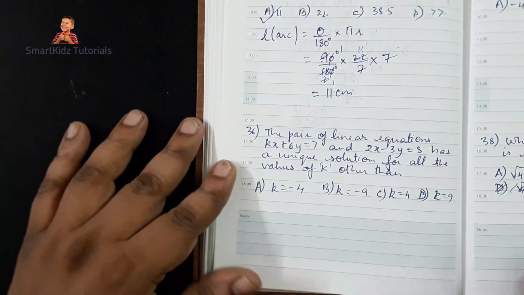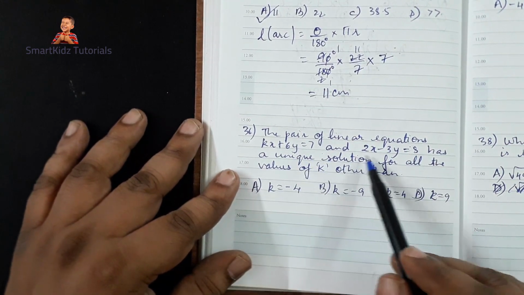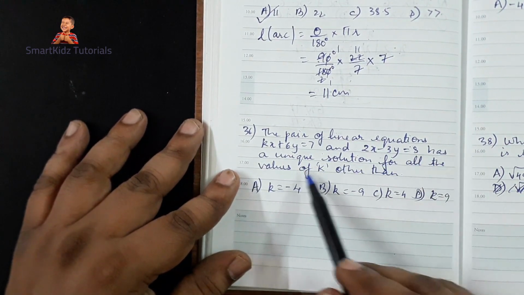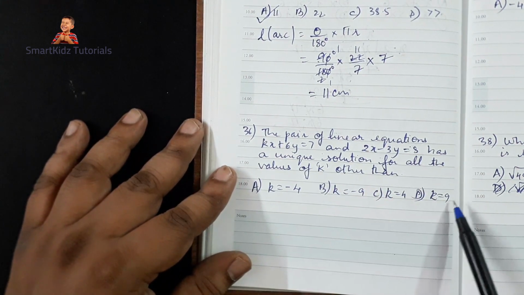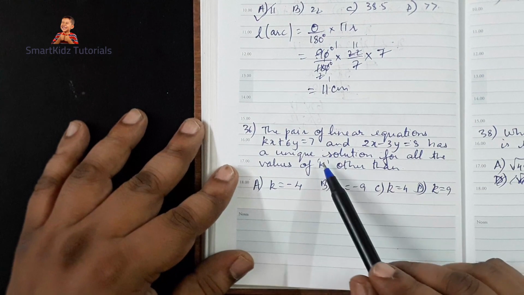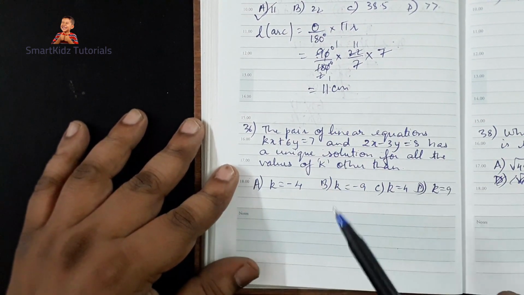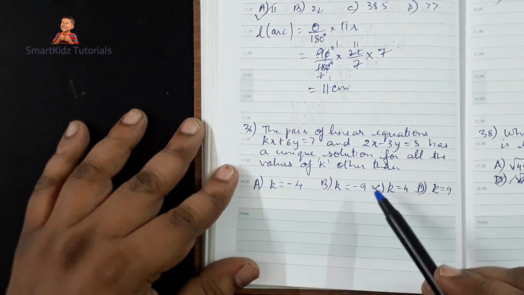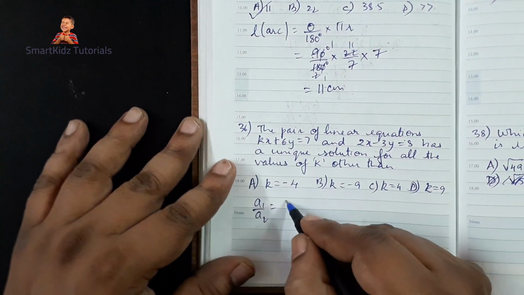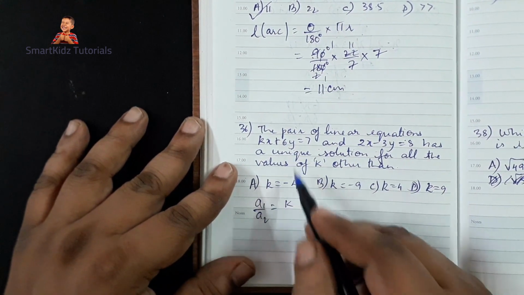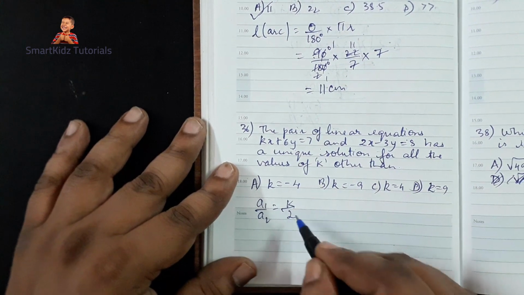Next question, 36. The pair of linear equations kx plus 6y equal to 7 and 2x minus 3y equal to 8 has a unique solution for all the values of k other than, and these are the values that are given over here. So, when will they have a unique solution? They will have unique solution when a1 upon a2 is not equal to b1 upon b2. So, what is a1 upon a2? a1 is k and a2 would be 2.